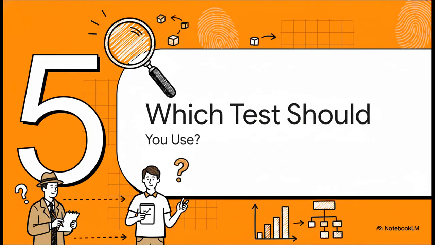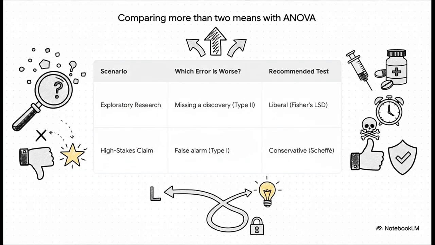So, which detective should you hire? The one who chases every lead, or the one who demands absolute proof? Well, the answer really depends on the kind of case you're working on. This is really the key takeaway. Think about your research. Are you in an early exploratory phase, just looking for any possible lead to follow up on later? Then, missing a potential discovery, a type 2 error, is your worst nightmare. You'd much rather chase a few dead ends than miss a breakthrough. So you go liberal. You pick Fisher's LSD.